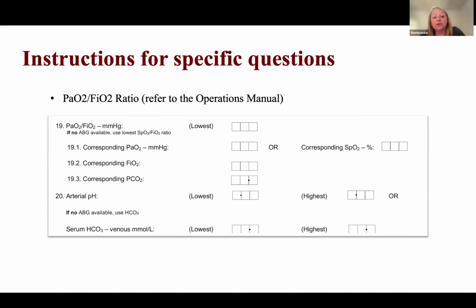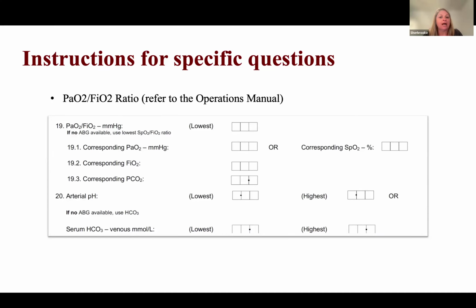If you have more than one arterial gas within the 24 hours, then you will have to calculate for each of the arterial gas during this 24 hours and select the lowest PF ratio result. So really that's the first instruction. Take arterial gas first. If you don't have any arterial gas during this 24 hours window, then you will use saturation to estimate the PaO2.